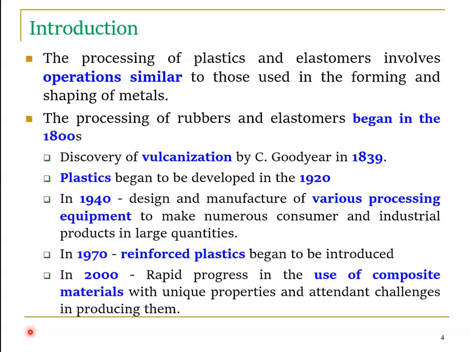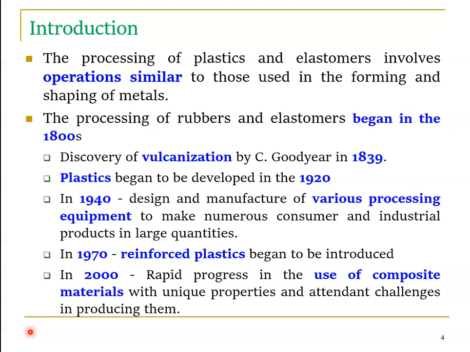The first one, introduction. Introduction means how plastics evolved. The processing of plastics and elastomers involves operations similar to those used in the forming and shaping of metals. So there is no different manufacturing process; some customized machines are enough. The processing of metal is similar to the processing of plastics, so both have the same working principles.